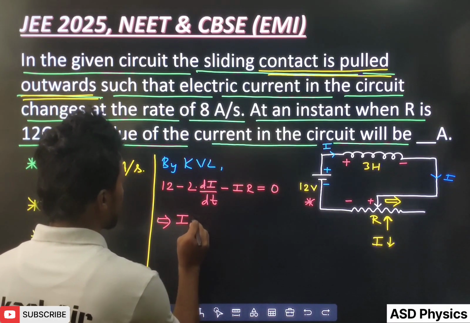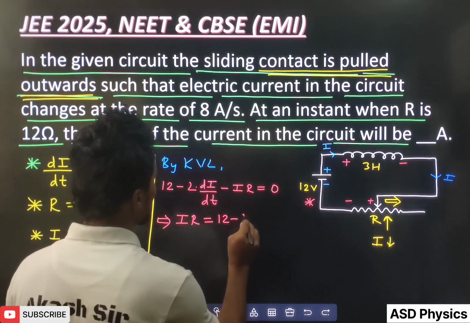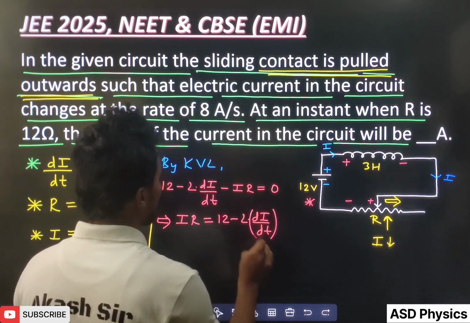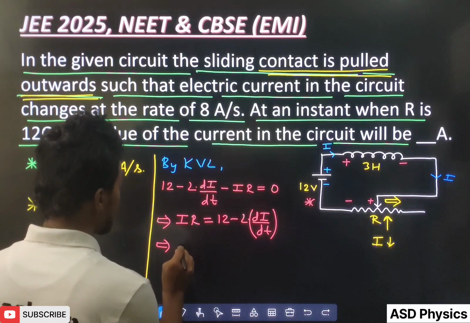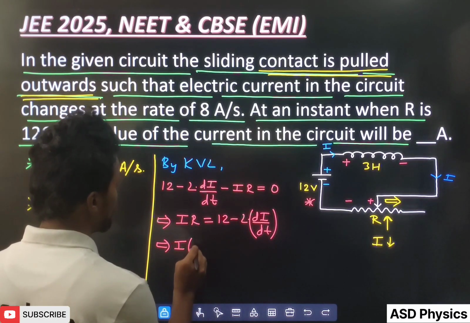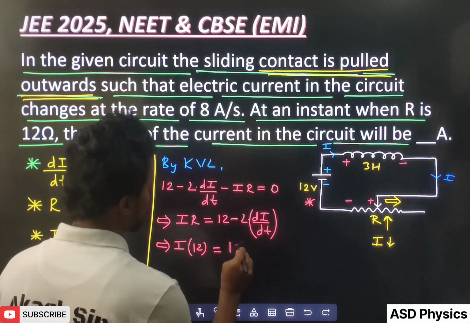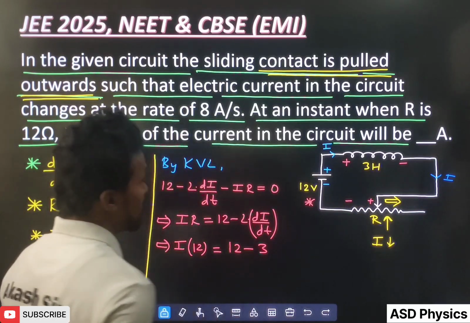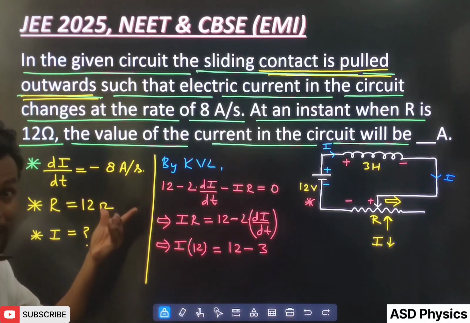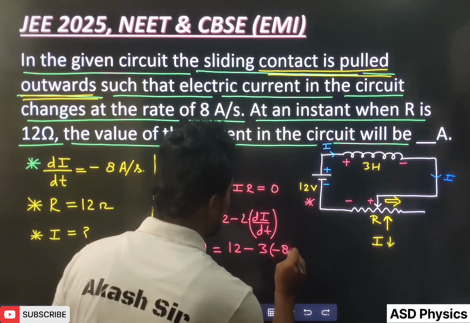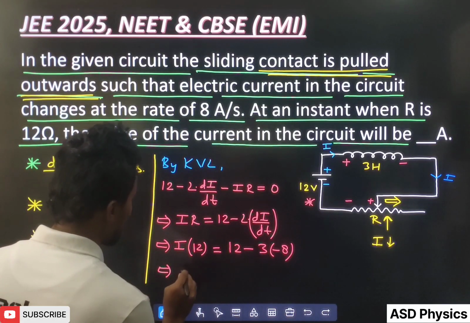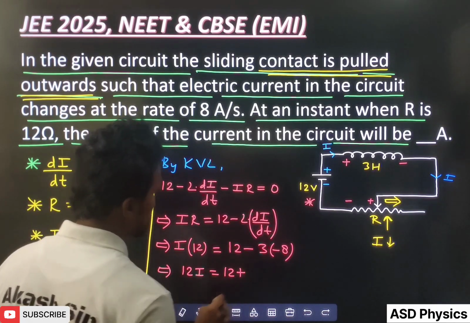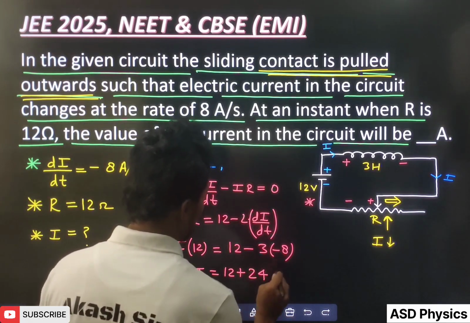Okay, so we have to calculate the I only. So I can write IR is equal to 12 minus L di by dt. Then after that, this is I, R value is 12. And here I can write 12 minus, what is the value of L? 3, and di by dt is minus 8. Okay, so from here I can write 12I is equal to 12 plus 24.